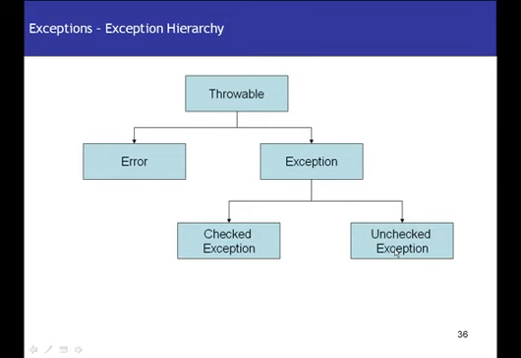So you need to know what are the checked exceptions and what are unchecked exceptions. Things like array index out of bounds exception are unchecked exceptions. You can handle this exception, at the same time you can even ignore handling it. So that's about the exception hierarchy and what the differences between all of those are.